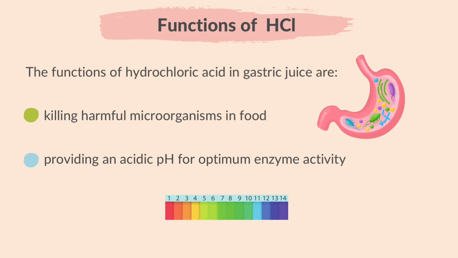So pepsin, which is produced in the stomach, has a low optimum pH, which is acidic. So the hydrochloric acid provides the ideal acidic environment for pepsin to work at its fastest rate.